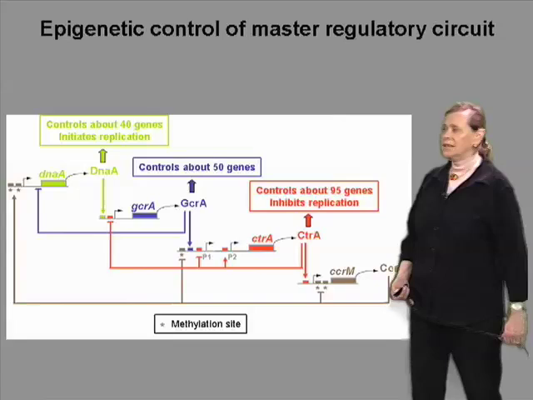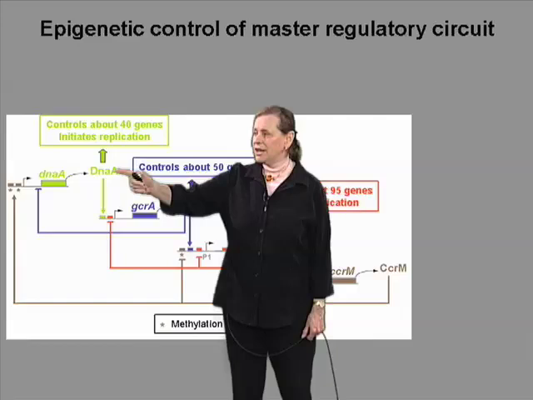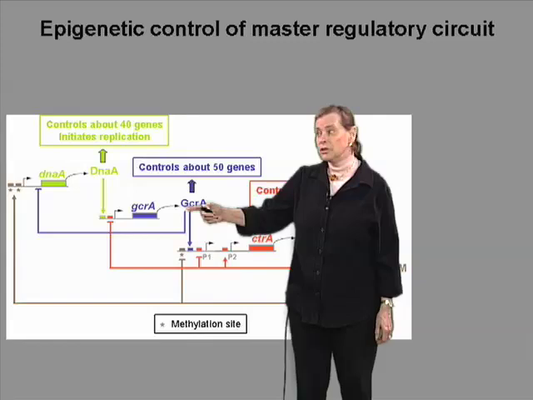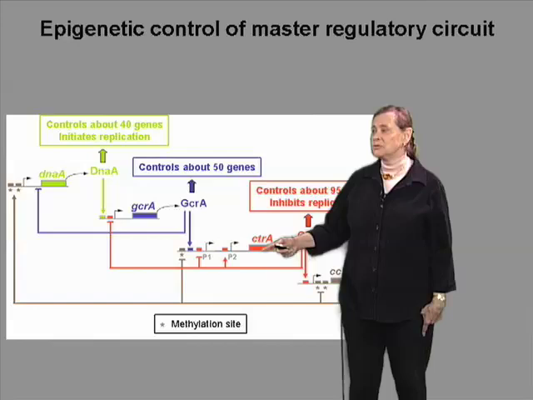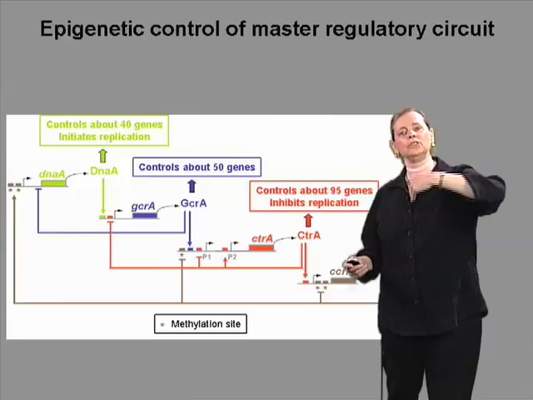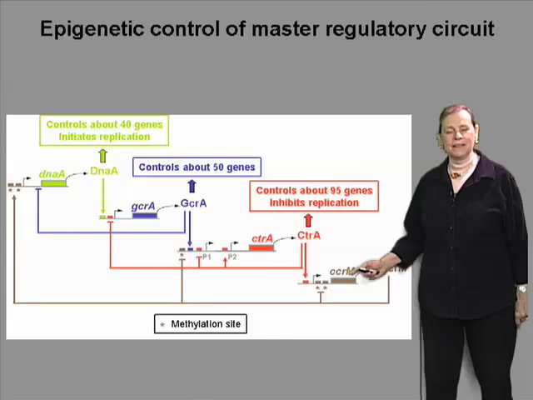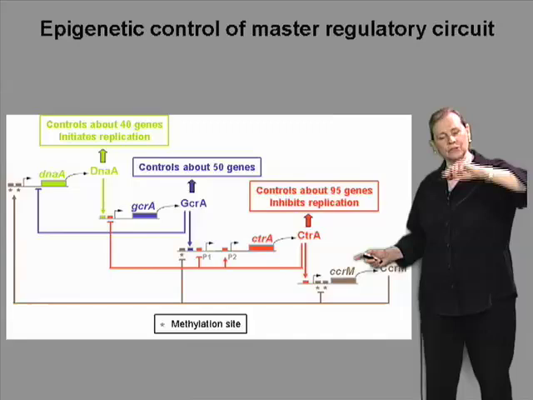The three master regulators are a protein called DnaA. This is made first during the cell cycle, and it controls about 40 genes. When this is turned on, and it's turned on just for a specific time in the cell cycle, it then turns on the expression of another master regulator, GcrA, which controls about 50 genes. Then later in the cell cycle, GcrA turns on one of the promoters of the third master regulator, CtrA, and CtrA controls about 95 genes. So you have a cascade of master regulators that control all the functions that allow you to proceed through the cell cycle. And what I'm going to show you is that a gene that encodes an enzyme that actually puts those methylation sites on the DNA is a critical event in making this a cyclical regulatory pathway.